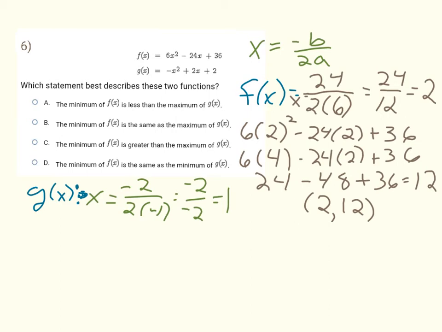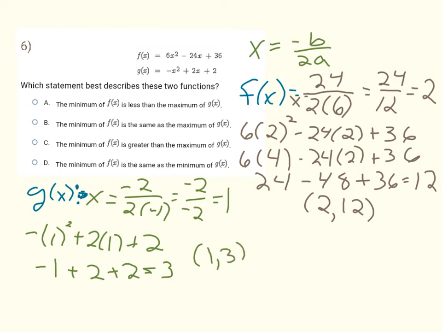So my x coordinate is 1, and then I have to go ahead and substitute that in anywhere that there's an x in that g of x function to get my y coordinate. So 1 squared here is 1, so I have that negative out front, plus 2 times 1 is 2, plus 2, and negative 1 plus 2 is equal to 3. So my coordinate here is (1, 3) for g of x.